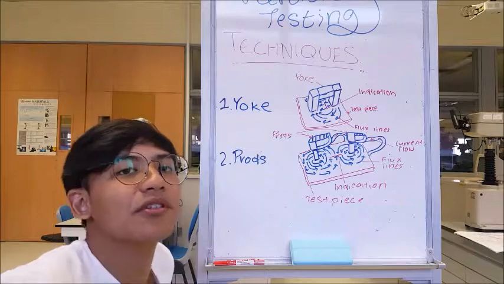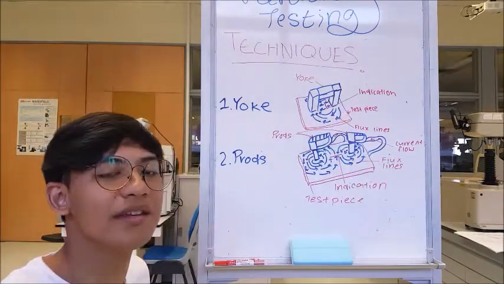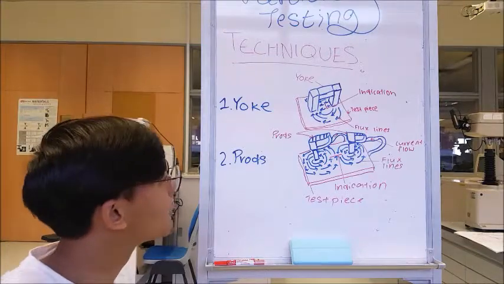To ensure that no discontinuities are missed, the yoke is oriented 90 degrees to the original position.